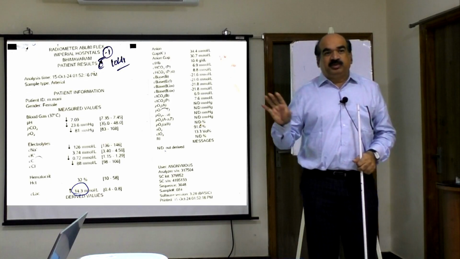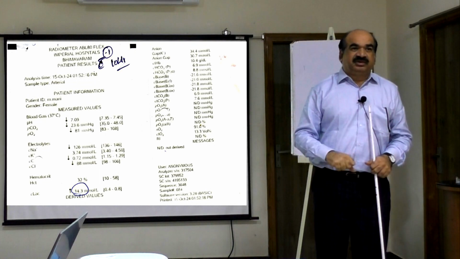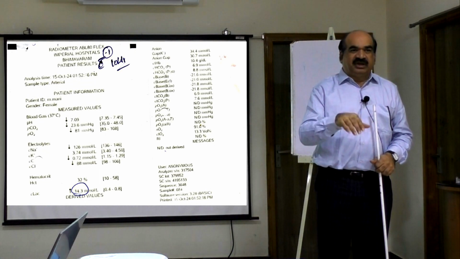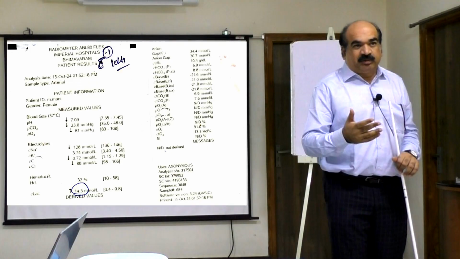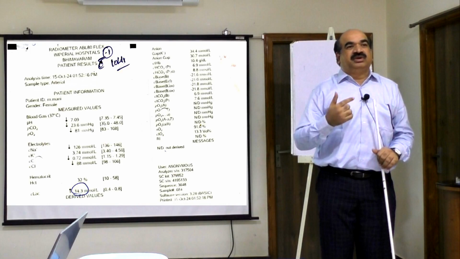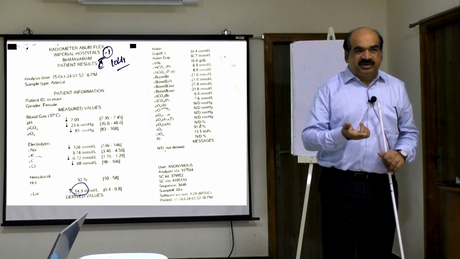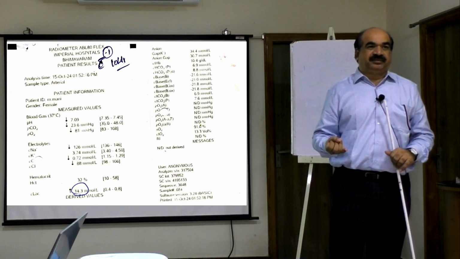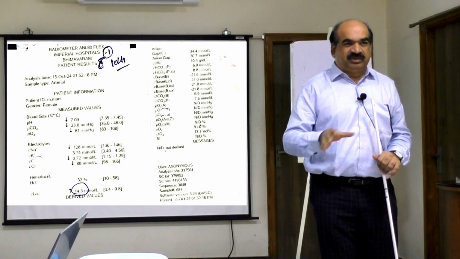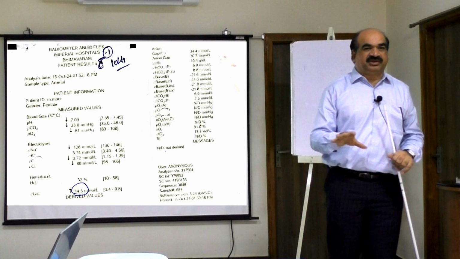So what could be the cause for metabolic alkalosis in this case? For that we will discuss. First I will enumerate all the causes of metabolic alkalosis. Metabolic alkalosis can be due to exogenous alkali administration: if you give IV bicarb, exogenous acute alkali administration, or milk alkali syndrome. These are exogenous alkali administration causes.